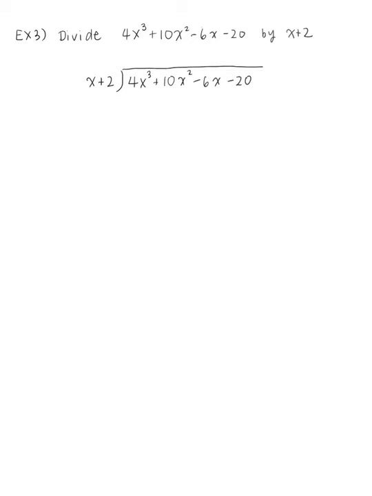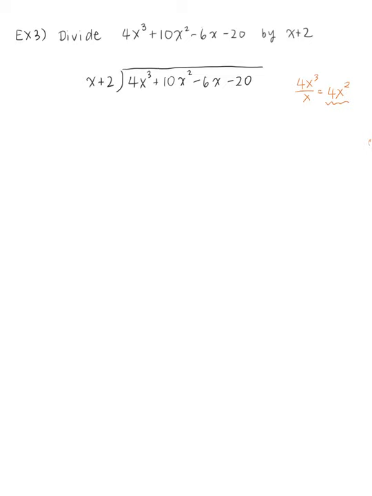All right, so let's go. We're going to have to ask ourselves what times x is going to give us 4x cubed. So if you cannot guess it, again, you can just go 4x cubed divided by x. So that's going to give us 4x squared. So that's the term that we need first.